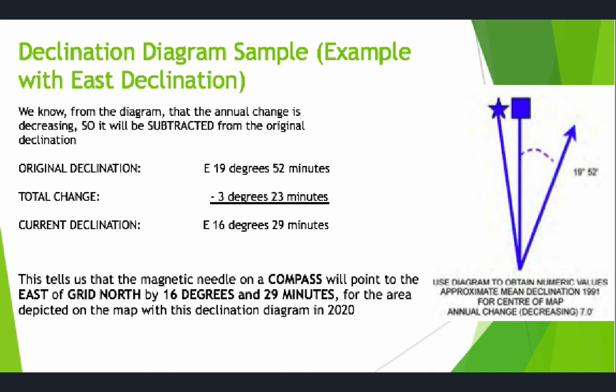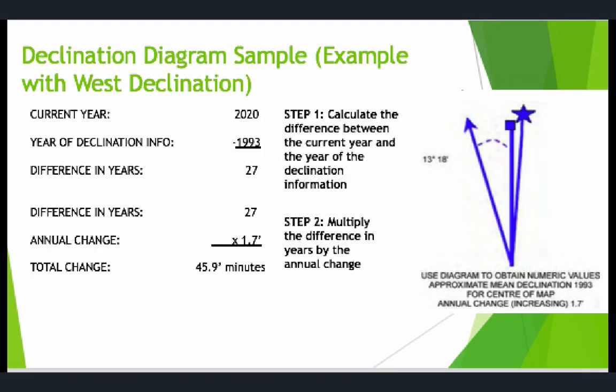This tells us that the magnetic needle on a compass will point to the east of grid north by 16 degrees and 29 minutes for the area depicted on the map with this declination diagram in 2020. Now we're going to be looking at an example with west declination. All of the steps will be the same, just that the declination diagram information will be different.